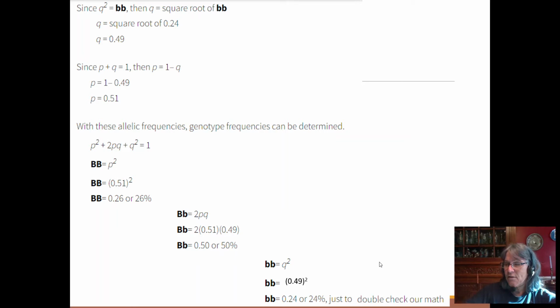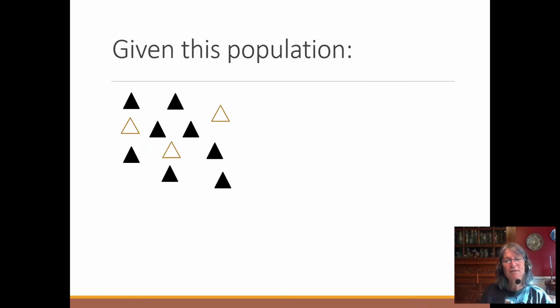Right, so how do I know this? We've been given in all those examples, we're told this population is in equilibrium. But these equations are meant to help us determine, is a population in equilibrium or not? So let's take a look at this population. Here's my starting population.